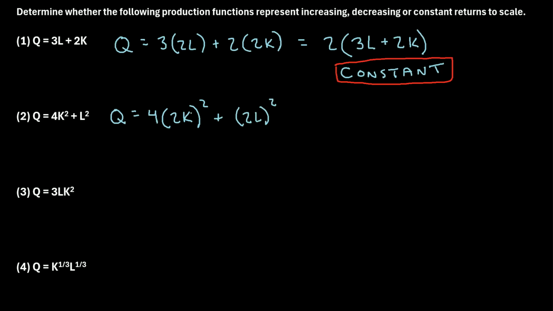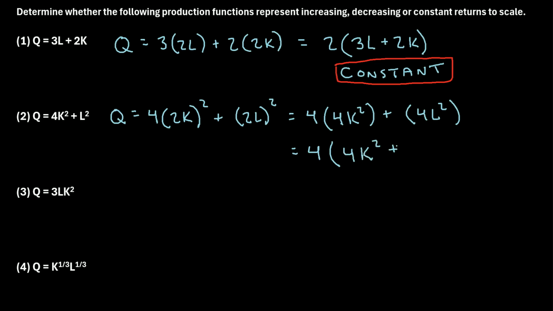Now, if we simplify a little bit, when we have this quantity squared, we have to square both values in the parentheses. So we have to take 2 squared, which is 4, and K squared, which is just K squared. So we end up with 4 times 4K squared, plus we have to do the same thing in these parentheses. So we'll do 2 squared, which is 4, and L squared, which is just L squared. So we have 4L squared. Now we'll notice that we can factor out a 4 out of both of these expressions. So when we do that, we get 4 times, and we're left with 4K squared, plus when we factor out a 4 right here, we're just left with L squared.